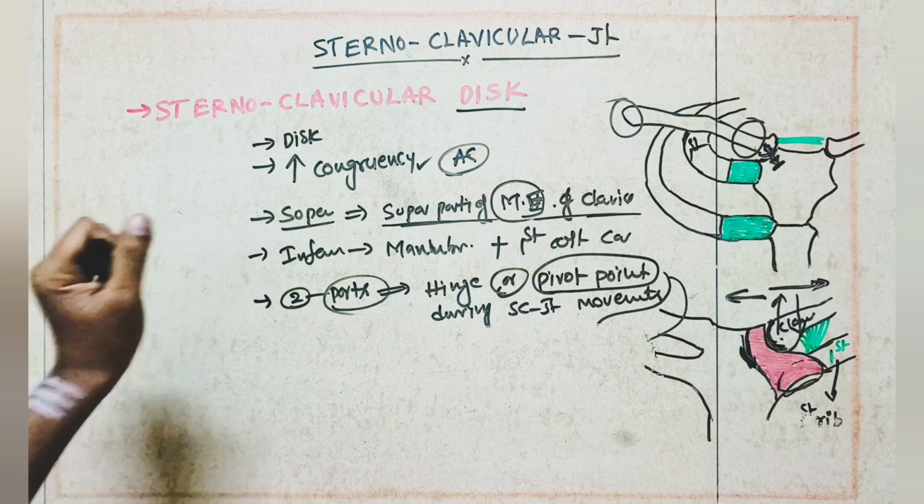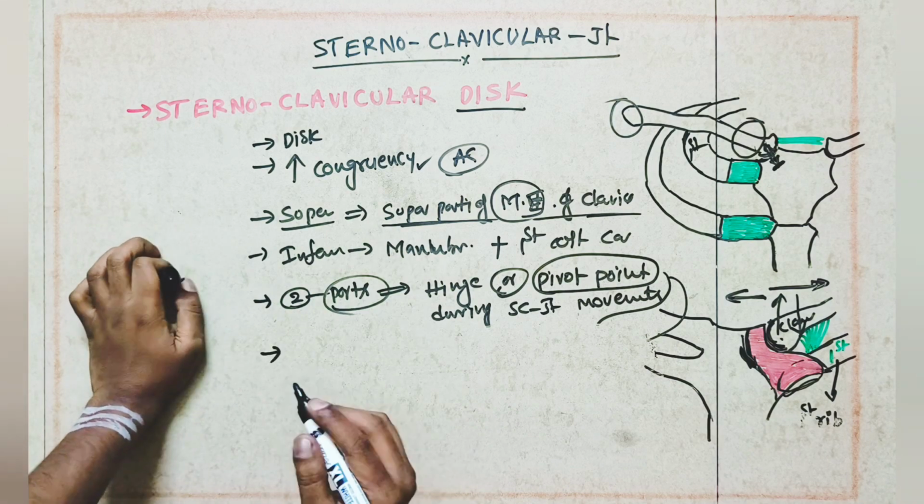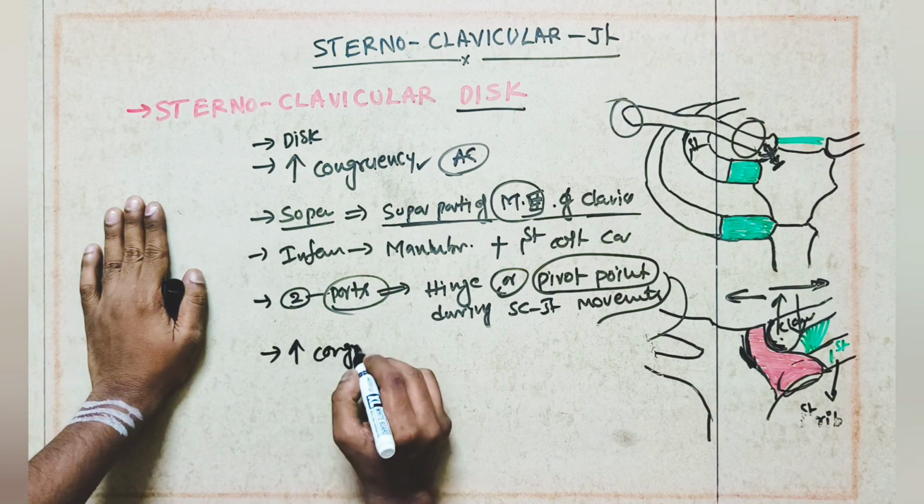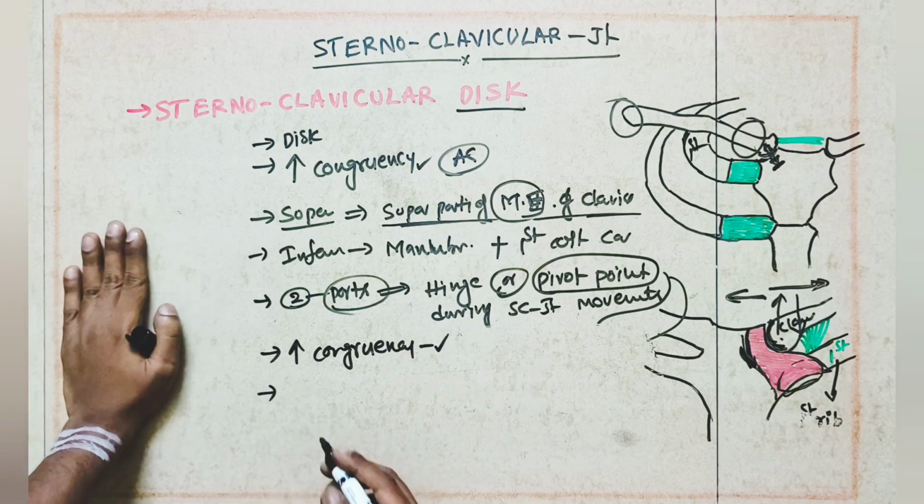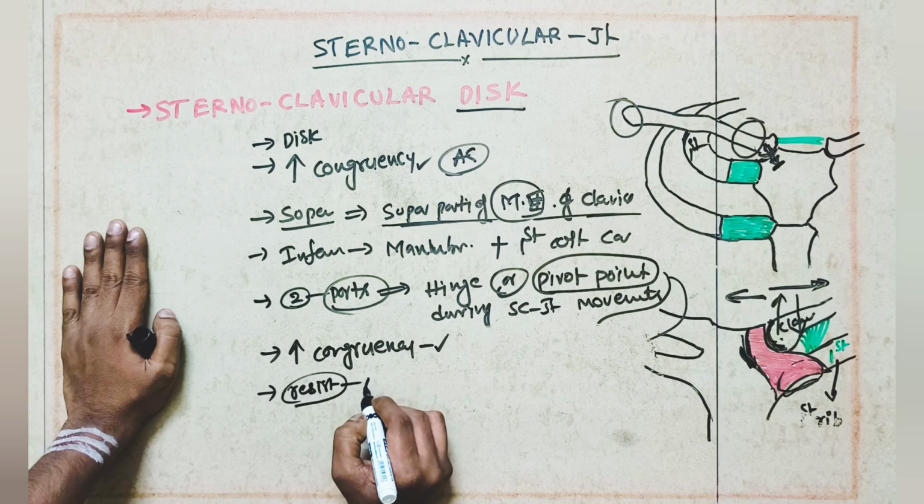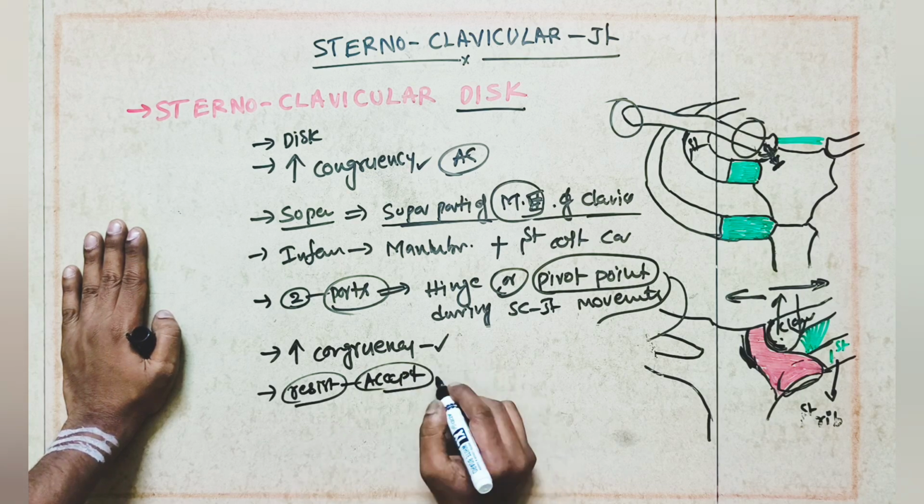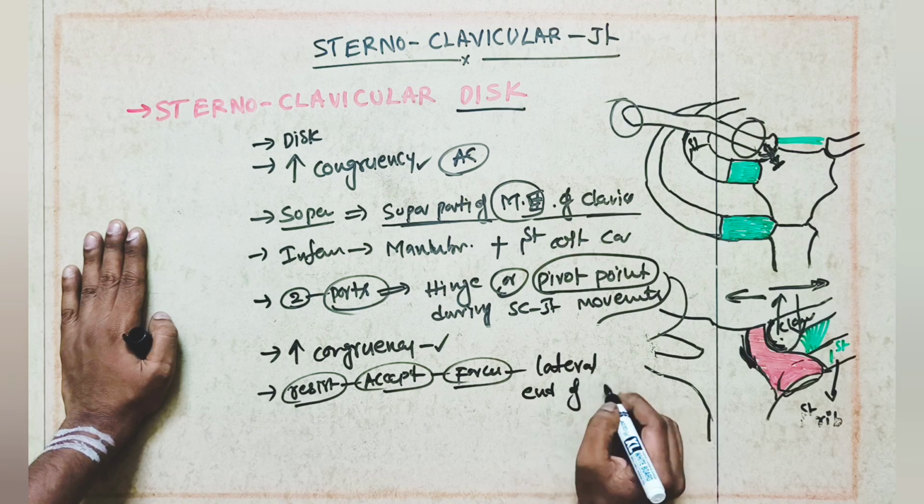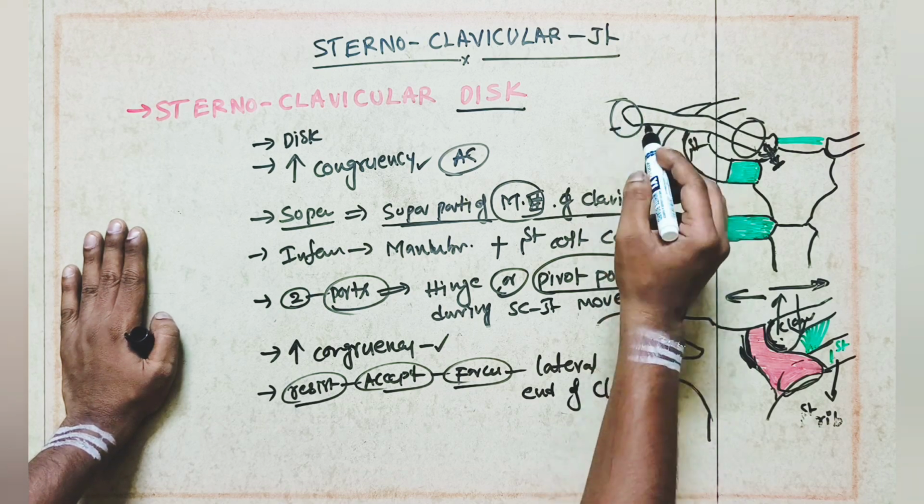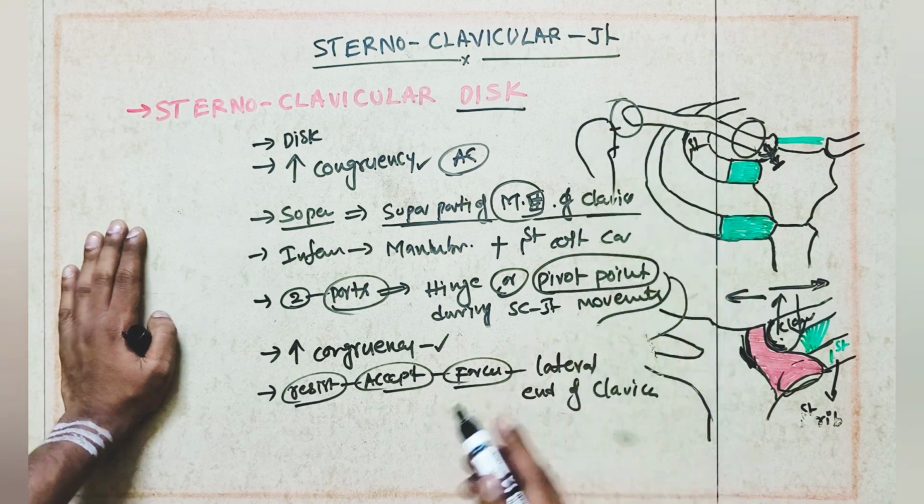The second function of the sternoclavicular disc is that it is going to increase the congruency. That is one function, and one more function: it is going to accept the forces which are coming from the lateral end of the clavicle. This is the lateral end of the clavicle, here we will have the humerus, and this is where our shoulder joint forms.